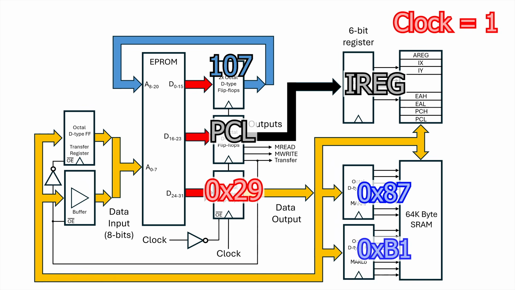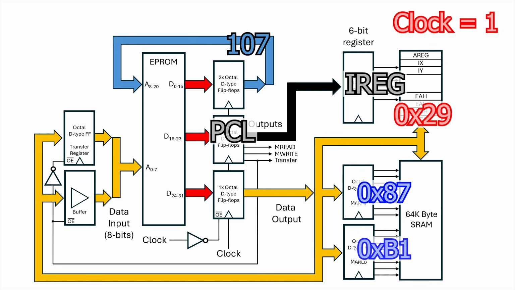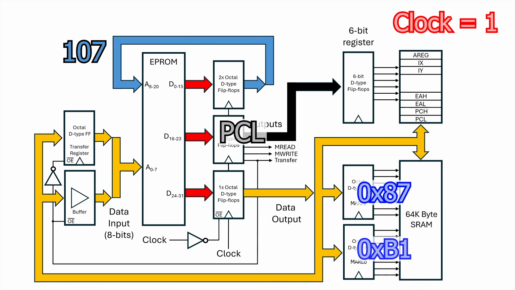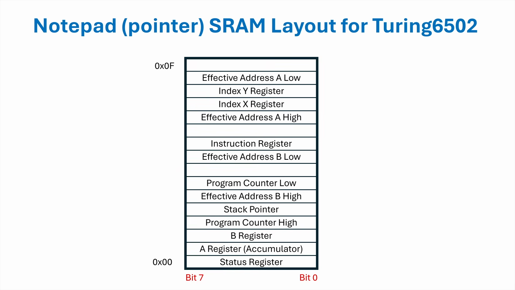While clock's high, the output, 29, is written into the notepad's static RAM instruction register variable. This is where we remember the current instruction being executed. Then, the new state 107 makes its way around to the upper EEPROM address lines, ready for the next cycle. Finally, on the negative edge of clock, the notepad register is updated with the variable address for PCL. Remember, PCL points to location 6 within the notepad.